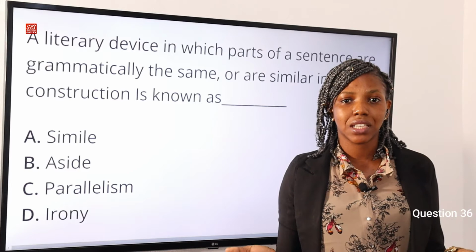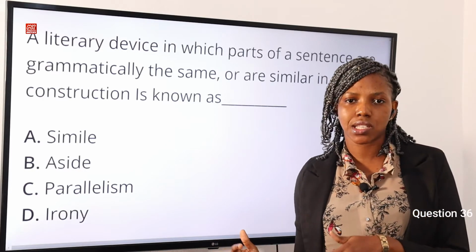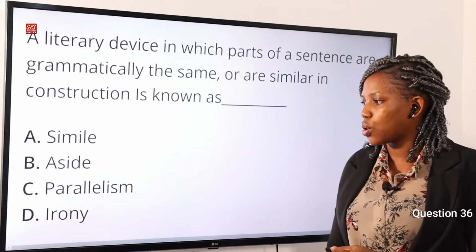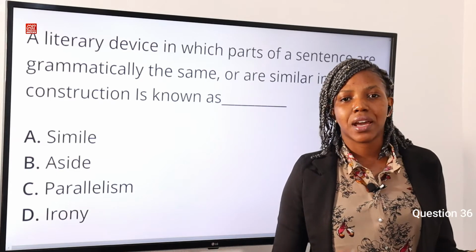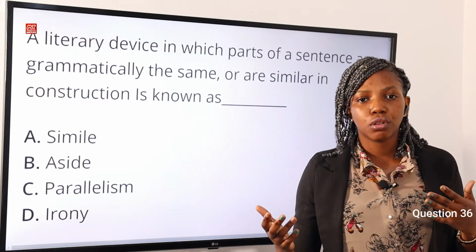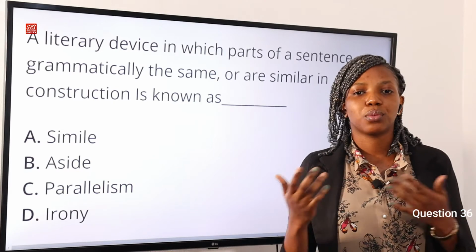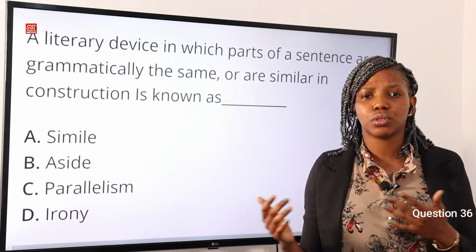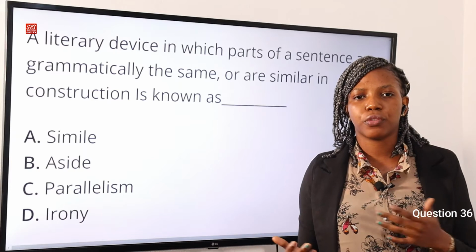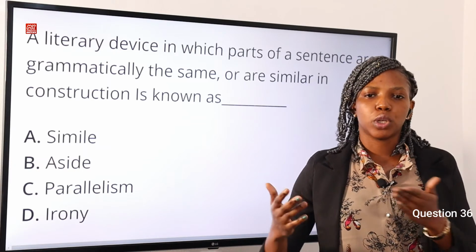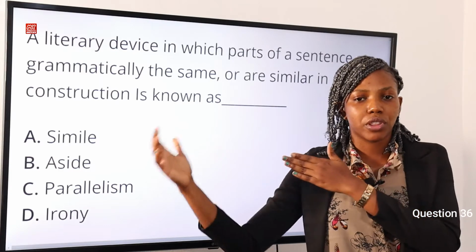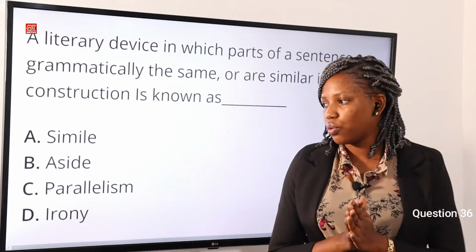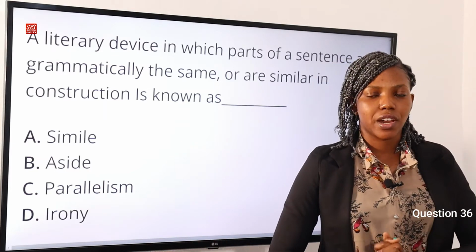Parallelism is a literary device in which phrases in a sentence are similar in structure, or grammatically similar in structure. An example of parallelism is: my kind of woman must know how to cook, must know how to sing, must know how to wash, must know how to play. We can see that from this example, must know how to is the same. We have a structure of my kind of woman as a subject, must know how to as the verb, and some other things which are the object. This is the same structure repeating itself over and over again. So option C, therefore, is the correct answer to this question.